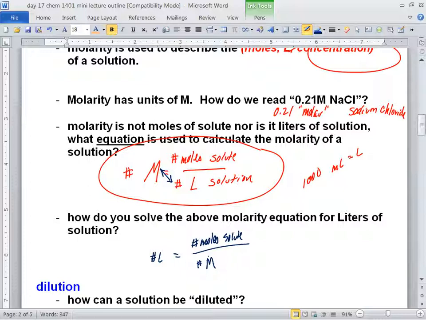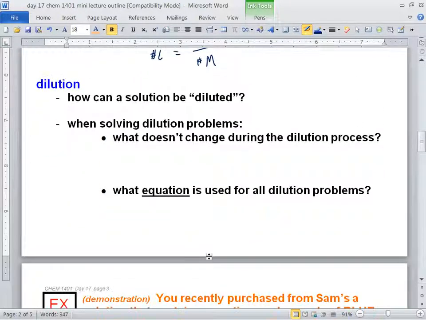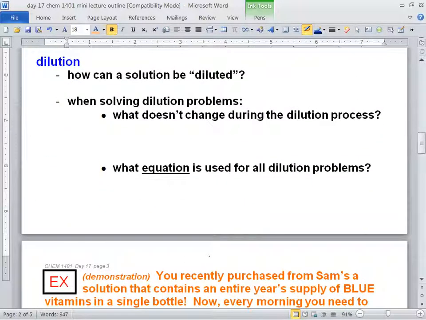So we take a solution, and these solutions, we can dilute them. How can you dilute a solution, Ashley? How can you dilute a solution? Going to dilute the solution.